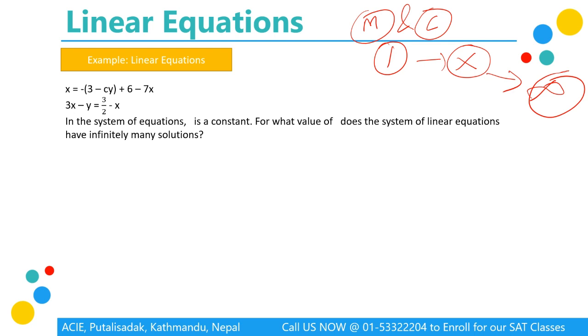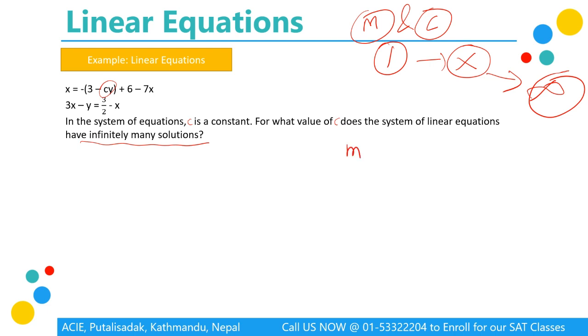Now we have another question. In the system of equations, there is a constant. For what value of dash does the system of linear equations have infinitely many solutions? Now dash is actually meant to be c. We have a constant called c over here. And for what value of c will the whole system have infinitely many solutions? So now we have to recall in which case there are infinitely many solutions.